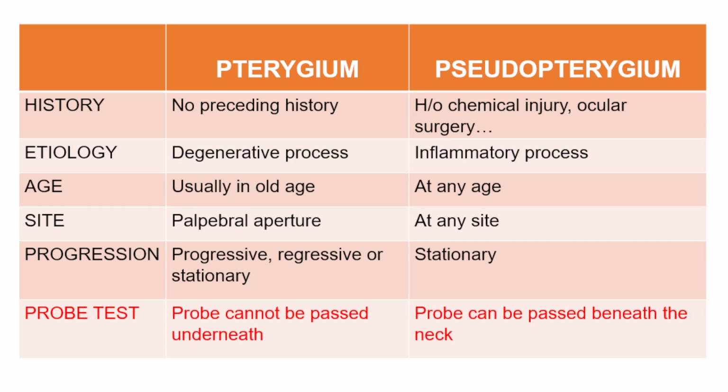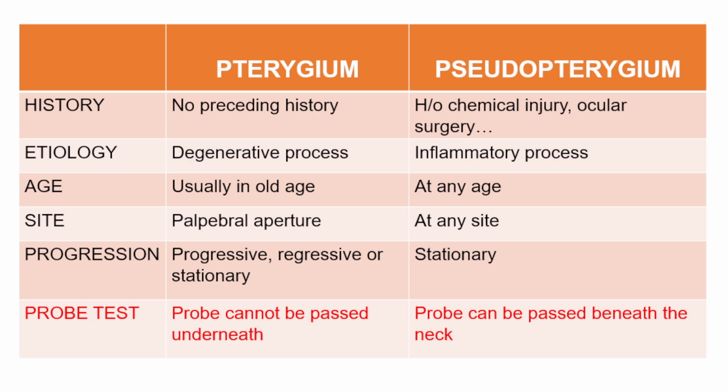There is an entity called pseudopterygium. Pseudopterygium appears as a pterygium, but there will be a strong history of chemical injury or preceding nearby ocular surgery in the past, and the pathophysiology is different. Pterygium is a degenerative process, whereas pseudopterygium is an inflammatory process.